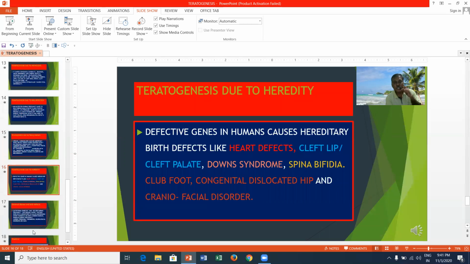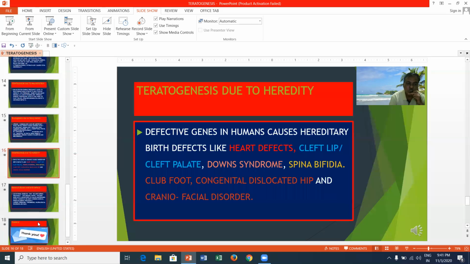Generally, you can see the teratogenesis due to heredity, defective genes and defective environment. The defective genes in humans cause hereditary birth defects like heart defects, which are commonly seen in birth defects, cleft lip or cleft palate, Down syndrome, spina bifida, club foot, congenital dislocated hip, and craniofacial disorders. These are the disorders which are responsible for teratogenesis.